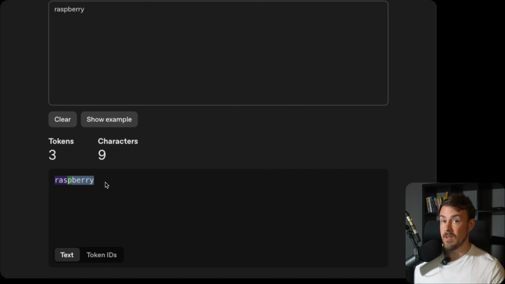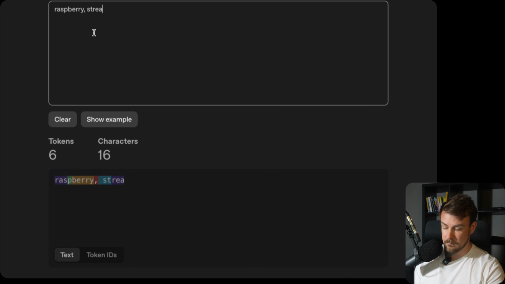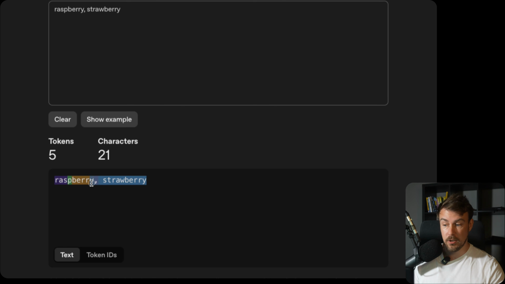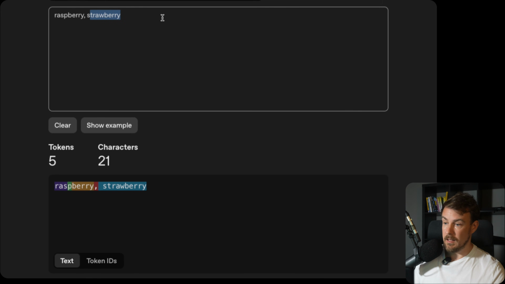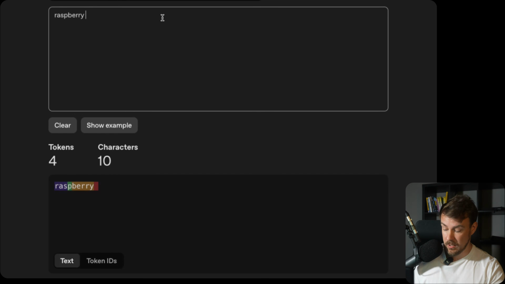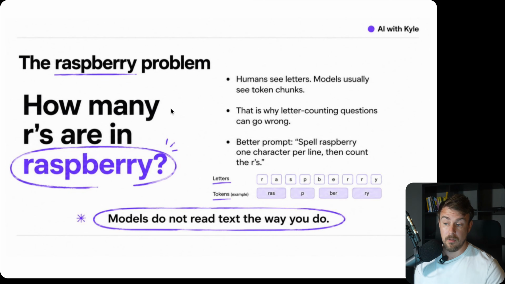This is why we get the raspberry problem, because it is not seeing the whole word. Let's try with strawberry. Strawberry comes across as 1 token, whereas raspberry is split into 3 different tokens. Again, this is fairly arbitrary. This is just how the model has chunked it. And this is why we get the problem with raspberry. It is not seeing a word, it is seeing the individual tokens and it's chunking it up. And for whatever reason, raspberry is chunked in a very strange pattern, which means that it can't count the R's.